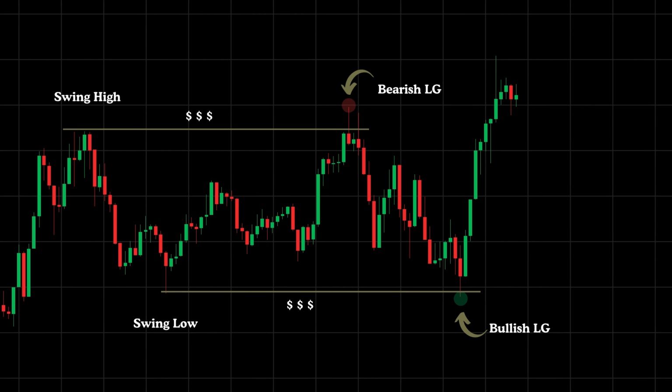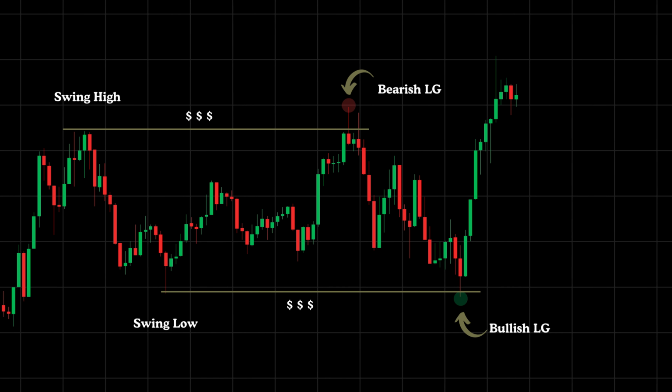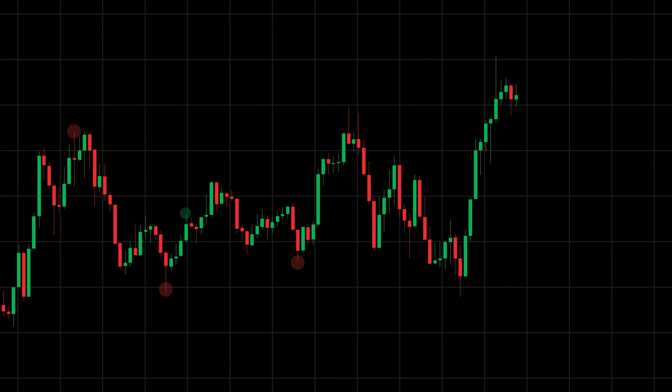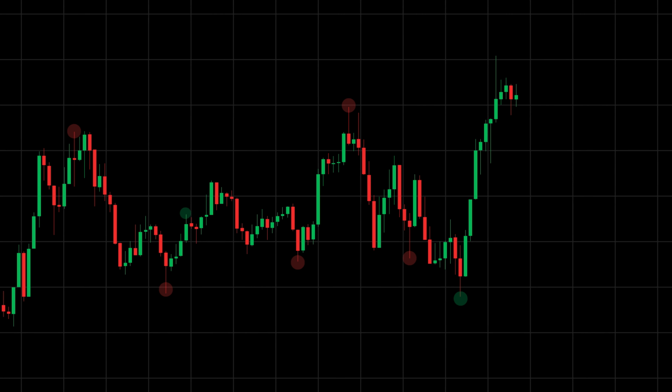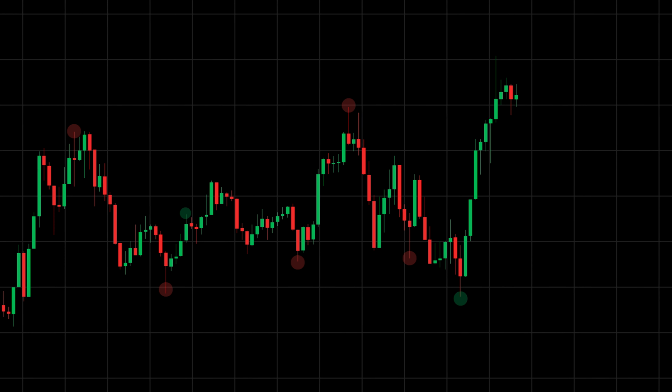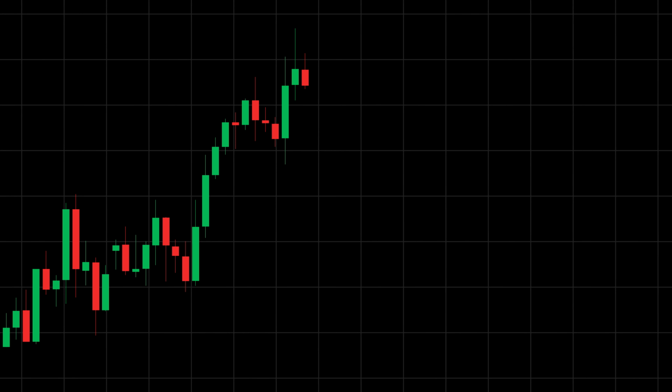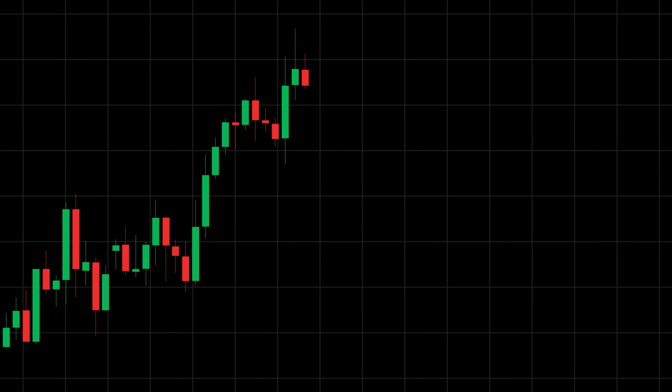Lowering the pivot length and wick to body ratio increases the indicator's sensitivity, allowing it to detect more of these grabs, capturing smaller wicks and a broader range of price action that could imply liquidity being absorbed. Now, let me demonstrate how this trading strategy plays out on the chart.